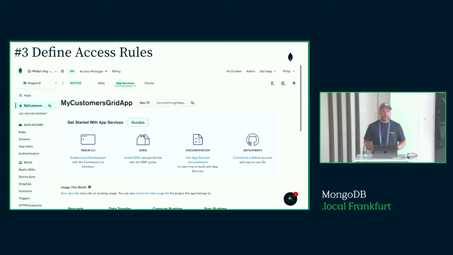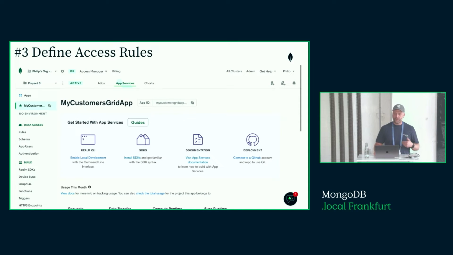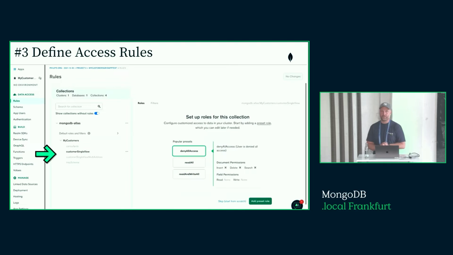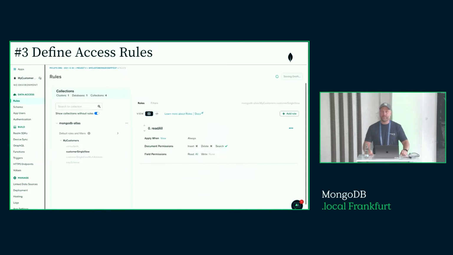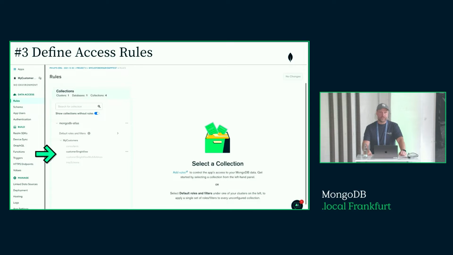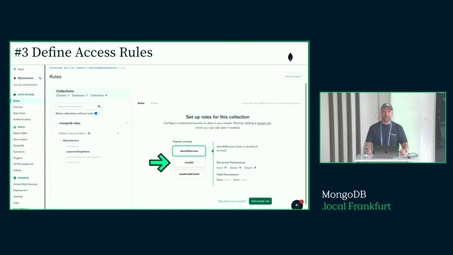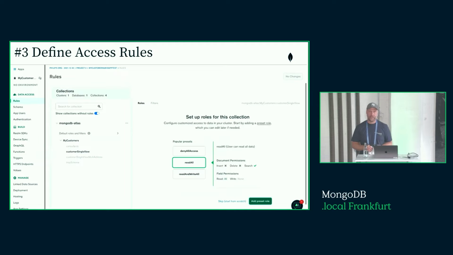Okay, now your user is authenticated, you know who this user is. Next thing you need to do is enter rules. What can the user do with its data? And therefore we have these rules under data access. And for the rules, it's as easy as before. You select your collection. You can add a predefined access rule. For example, here we give read access to everyone.